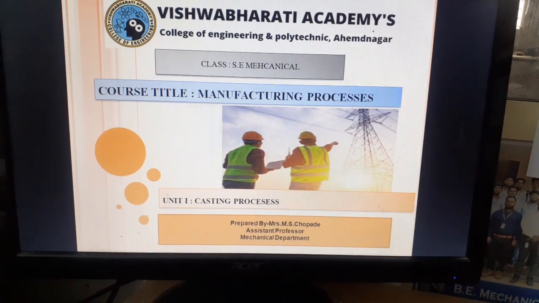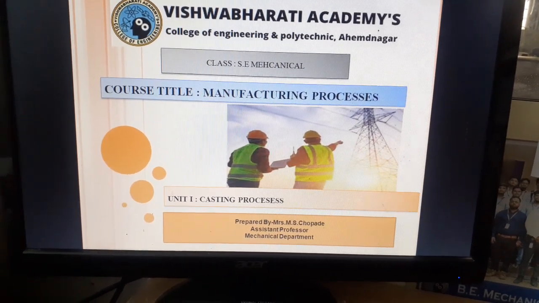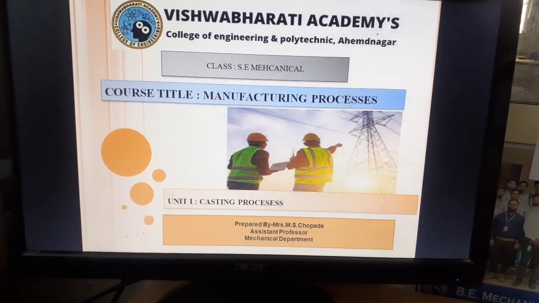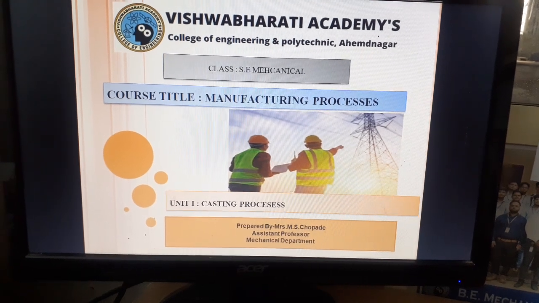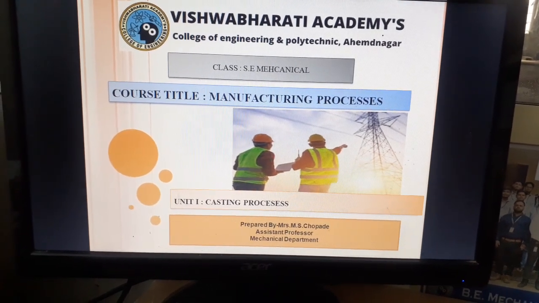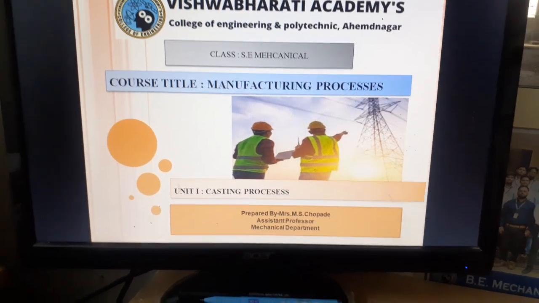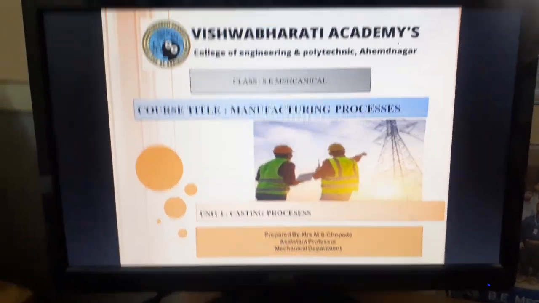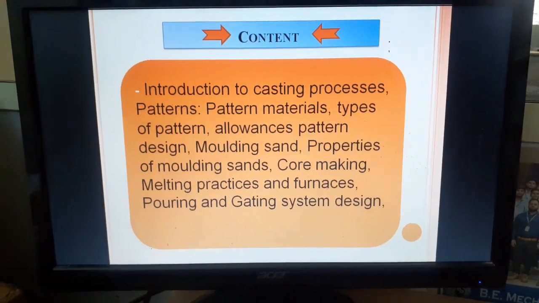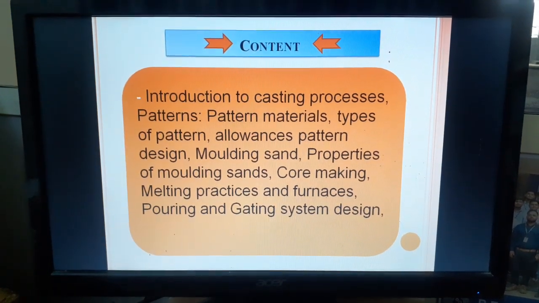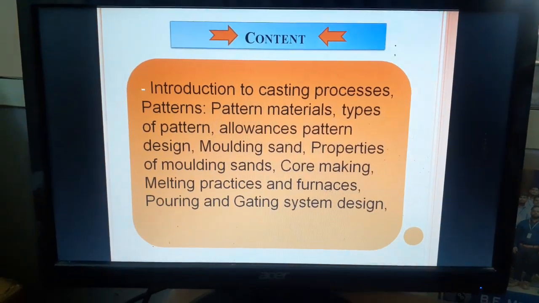Hello all. Today we will discuss our unit number 1, that is casting process, which comes under the subject manufacturing processes designed for second year mechanical. So let us see one by one. We have to discuss these contents.